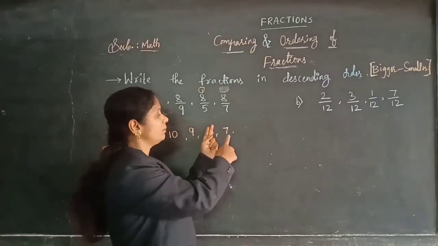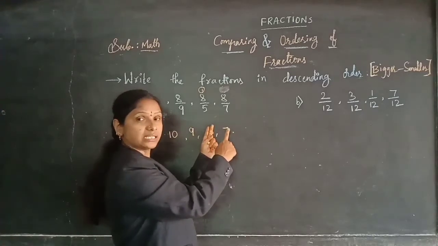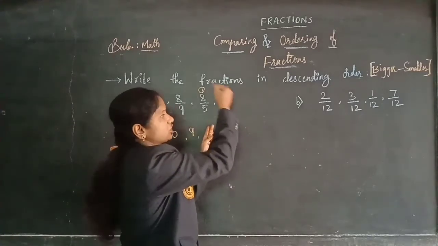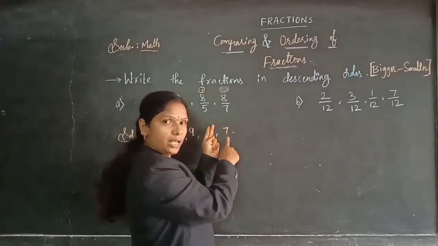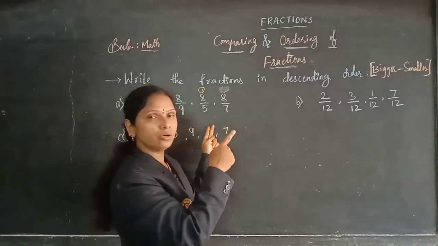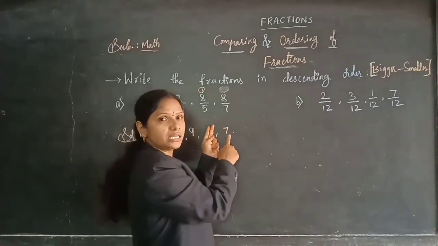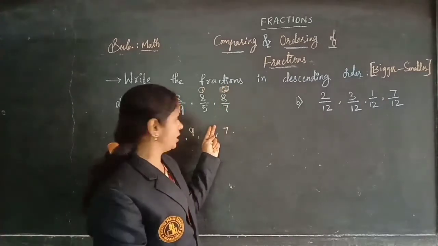Next, after 5, what will be the bigger one in the remaining 3? In the remaining 3, 7 is the smaller, children, but its fraction will be the bigger. So 7 will be the smaller, its fraction will be the bigger. We require the bigger one now, so bigger fraction means we need to search for the smaller denominator, so it will be in the second position.